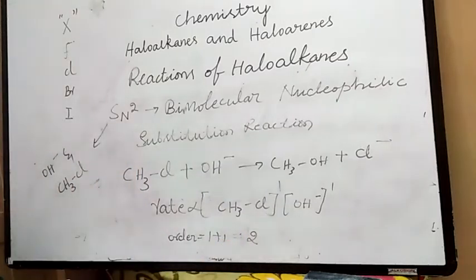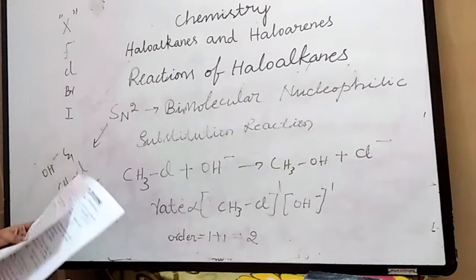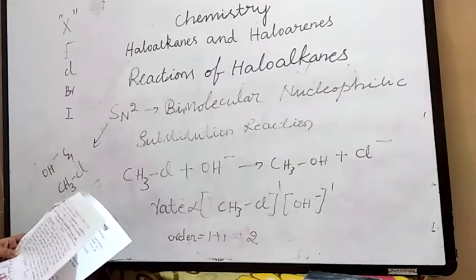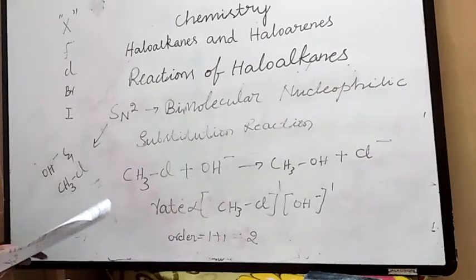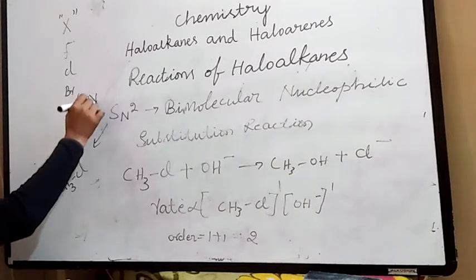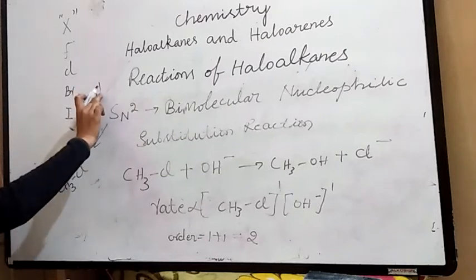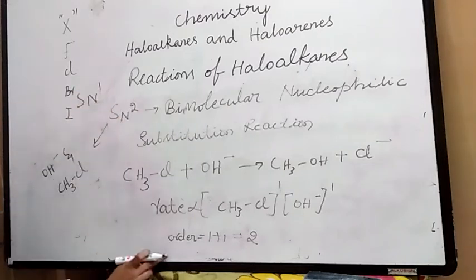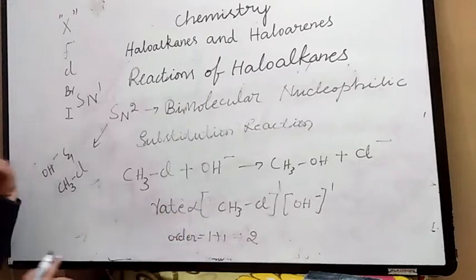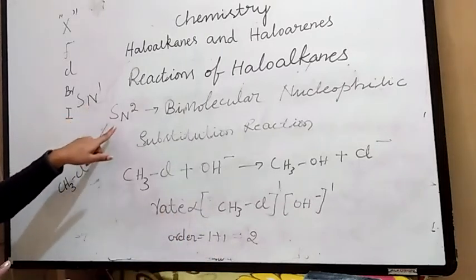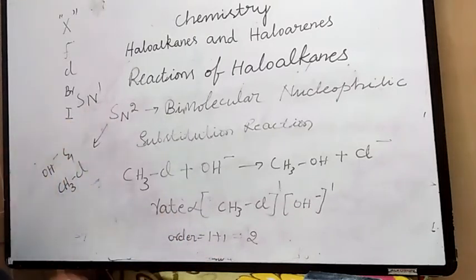So, what should I write now? Hence, it is a second order reaction or a bimolecular reaction. See, SN1 follows first order reaction. SN2 follows second order reaction. You can write directly the order is 2. The order is 1 for SN1 and for SN2 the order is 2.